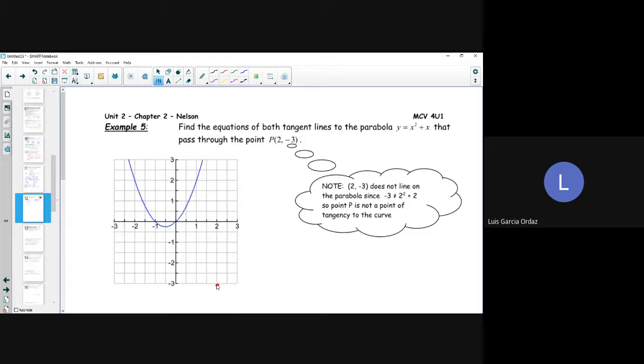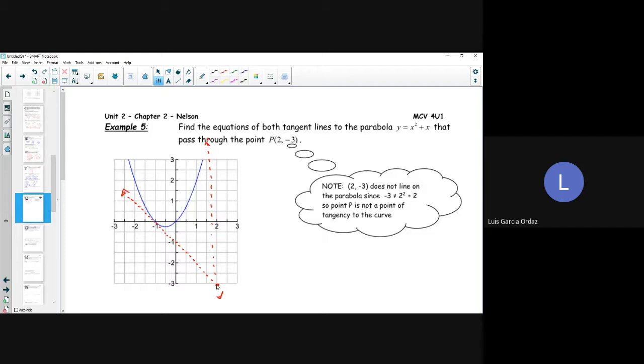As you can see, just by looking at the graph, the first time this is going to hit a tangent point going this way is going to be around this. But I need to algebraically find, using derivatives, the point that it hits. And the other one is going to be somewhere up here. We don't know where that's going to be. Okay?